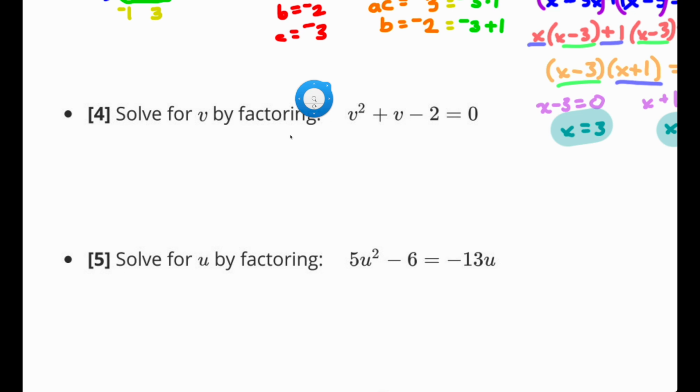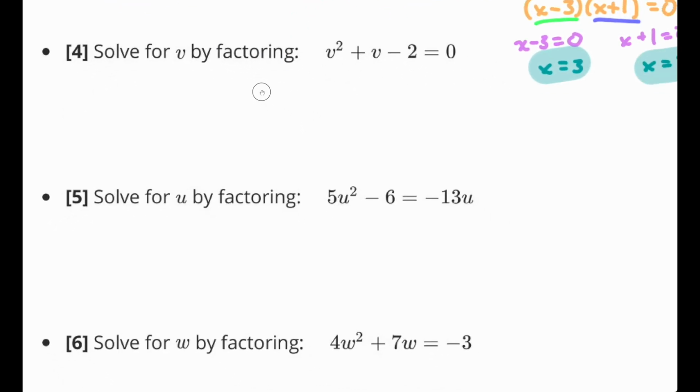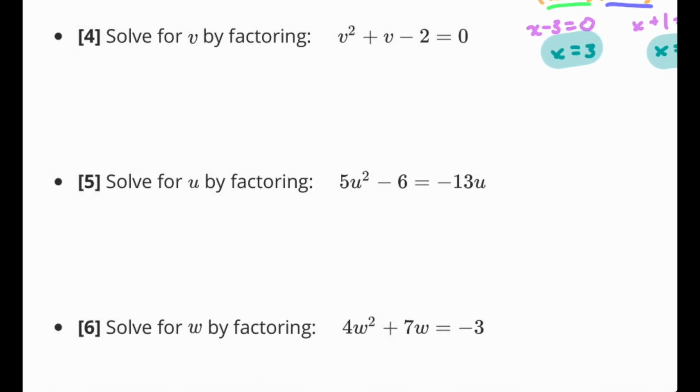All right, we're going to do the same thing with the next one, so hopefully you get these steps. Step 1 is always find AC and find B. So multiply A times C. In this case, AC is going to be equal to -2. And then find the B value, that's equal to +1. From here, we're going to find two numbers that multiply to -2 and add to 1.